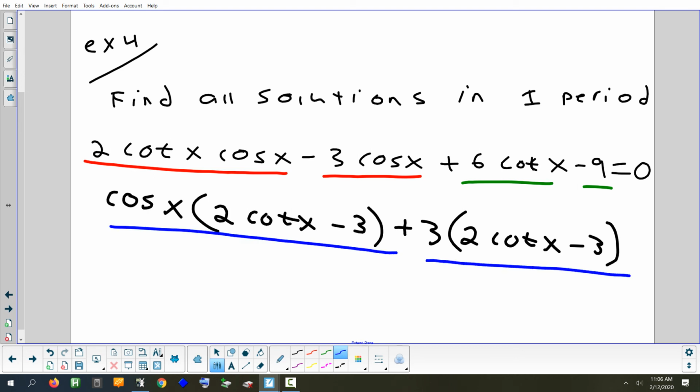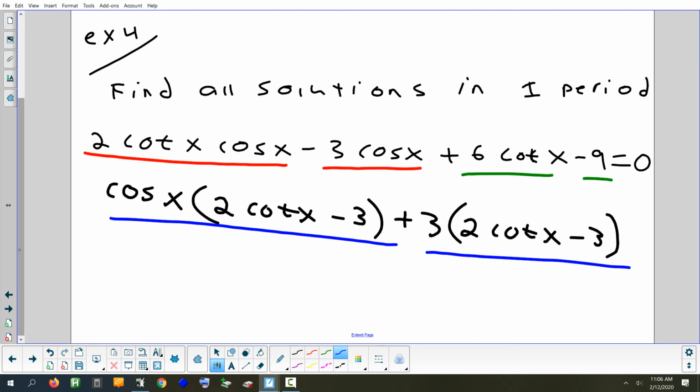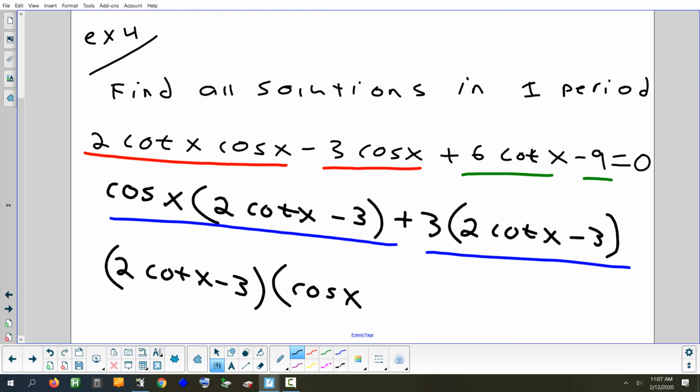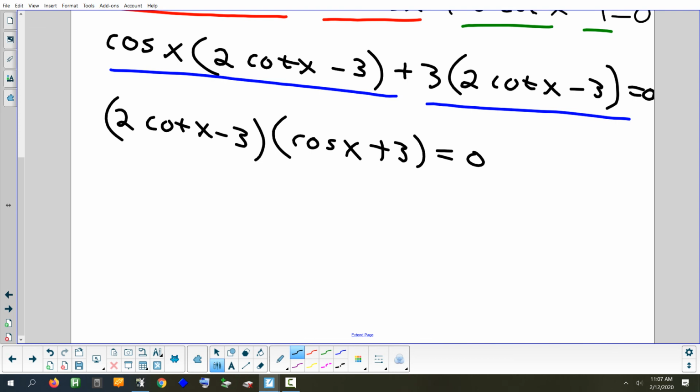So now we have 2 terms. That's a term. That's a term. Do the same thing again. What do those 2 things in blue have in common? 2 cotangent x minus 3. So we're going to put that in front. Just like in red, the cosines were in common, we put it in front. Put the 2 cotangent x minus 3 in front. Times. If you factor that out of the first blue one, what's left? Cosine x. If you factor it out of the second blue one, what's left? Great. Now you factored it. So now what do we do with each one of those factors?